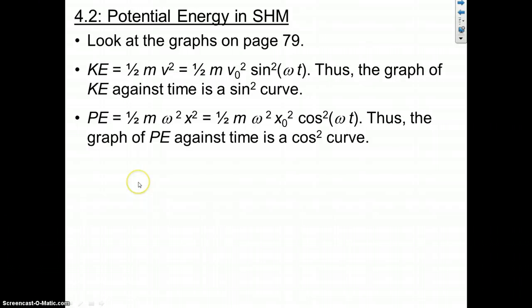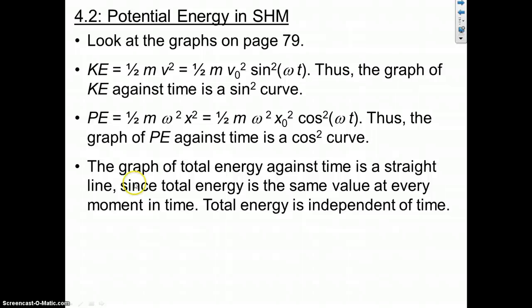But what about total energy? Well, total energy doesn't change over time. It remains the same. So total energy should be a straight line, right? The graph of total energy is just a straight line straight across that graph. The y value never changes. It remains the same throughout time. And the reason is because total energy is independent of time. We're assuming here that it doesn't decrease due to friction or heat. Right? No friction, no internal energy.